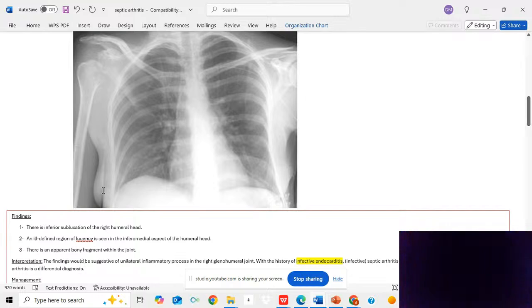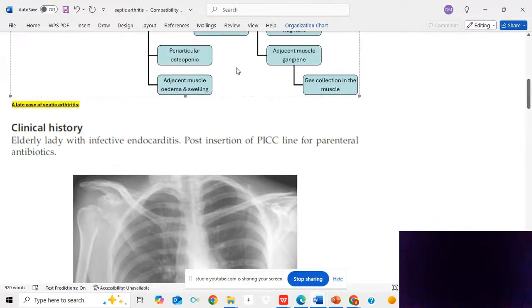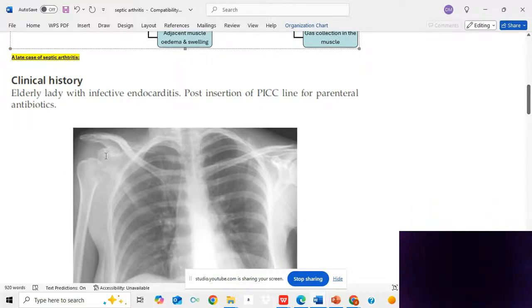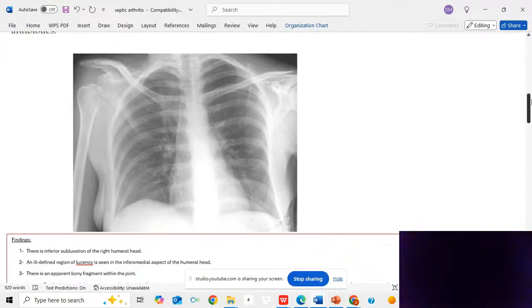Okay, so what about the adjacent muscle? No, I can't see any gas collection here in the adjacent muscle. No gas collection. So you know that the soft tissue can only be detected on the MRI. However, if there is a gas collection, which is a sign of gangrene of the muscle, yes, this sign could be detected here on the chest X-ray.